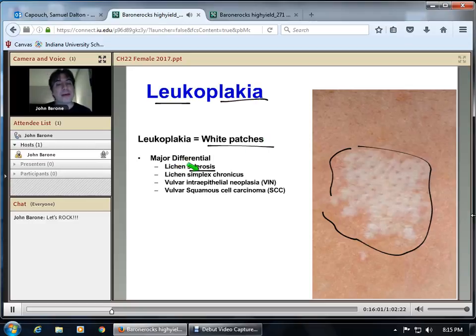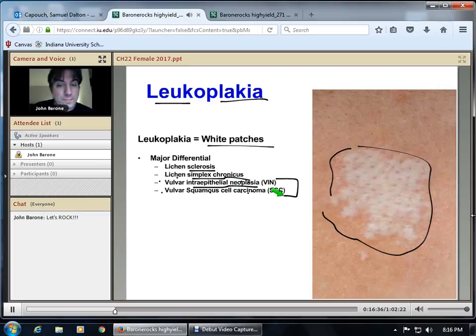When you see these white plaques, I want to know, is it lichen sclerosus? That's going to be white because of fibrosis. Is it lichen simplex chronicus, which is thick skin, so it looks white? Is it intraepithelial neoplasia of the vulva, which is really dysplasia? They misnamed it. They call it neoplasia. It's dysplasia. So VIN, or is it vulvar squamous cell carcinoma? Because both of these are going to be thick and white appearing. So whether it's dysplastic or carcinoma, it's going to be thick and white. Now tell me, which do I not want to miss?